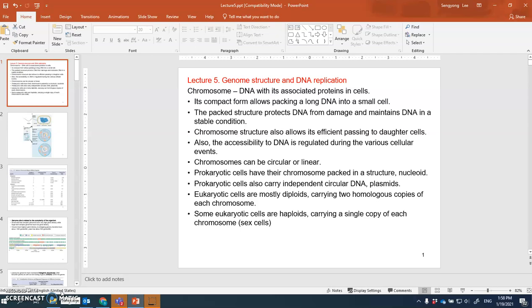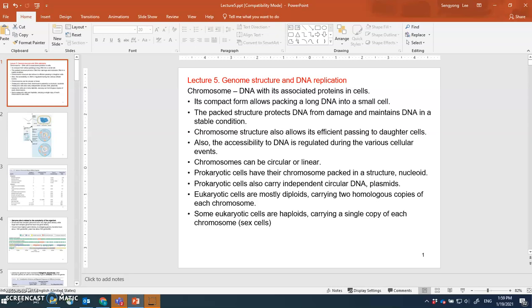So a chromosome, by its definition, is made up of DNA with associated proteins, and it's found in living cells, of course. By its nature, it has a very compact structure which allows packing a long DNA strand into a small space found within the cell, and especially within the nucleus. So to condense a long strand of DNA so it can be stored in a small space, you need this compact structure.